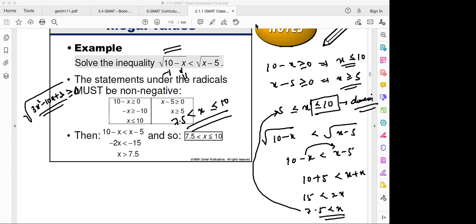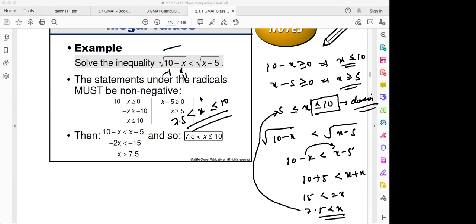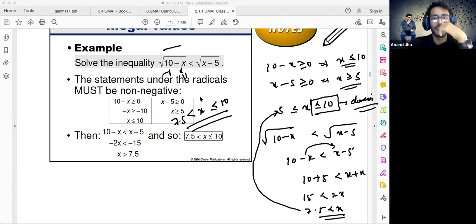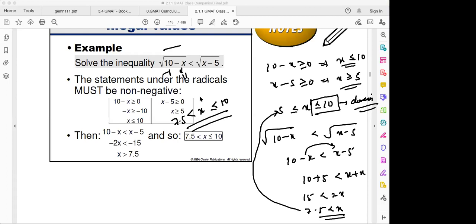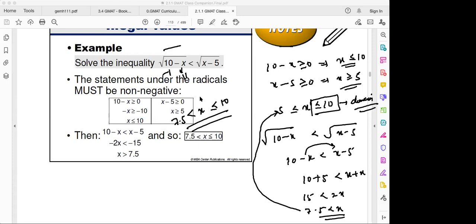I have a very funny doubt. We have taken 7.5 as less than X and 10 greater than X. So why aren't we taking, like, the domain is between 5 and 10, right? And 5 and 10 are inclusive. And 7.5 lies between that. So the answer can be less than 7.5, between 5 and 7.5, right?